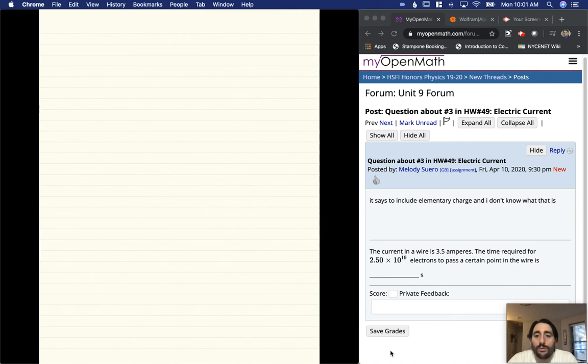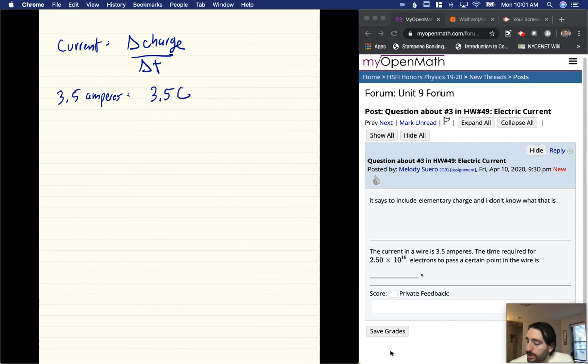All right, so we're taking a look at this question, talking about the current in a wire and the time it takes for a certain amount of electrons to pass a certain point in the wire. So I want to just start off reminding ourselves that the current is equal to the amount of charge that flows in a certain amount of time that it takes.